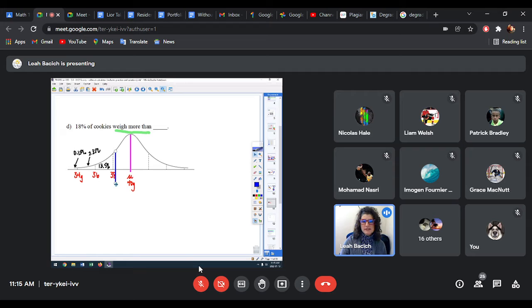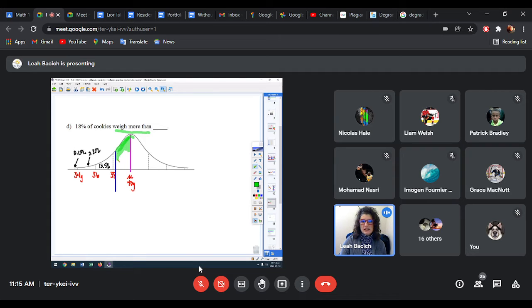But the 18%, this is 18% below. But I want to know what percentage weighs more. So I'm actually looking for this over here. So this time I'm shading in above the Z-score. But I still need to get that Z-score and know what's below, because that will help me to get what's above.